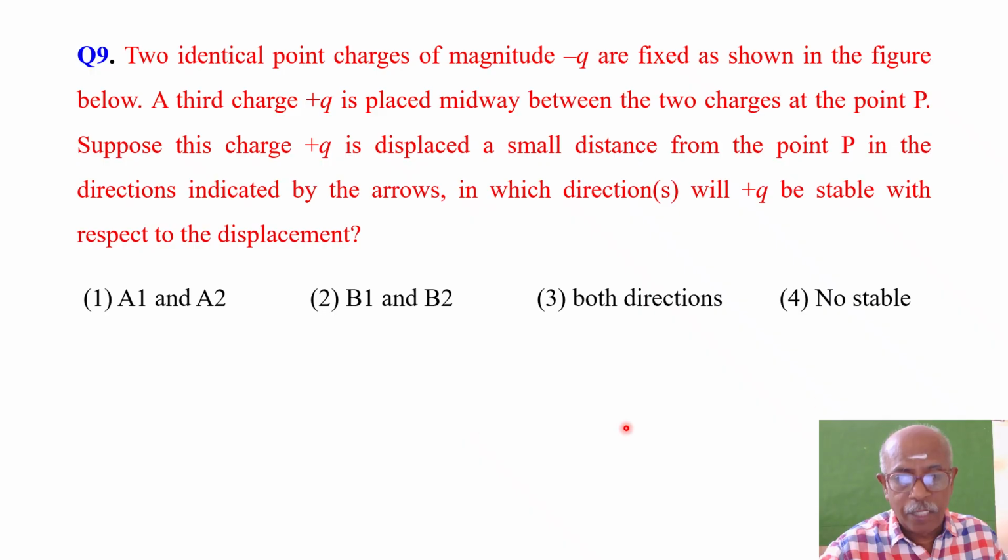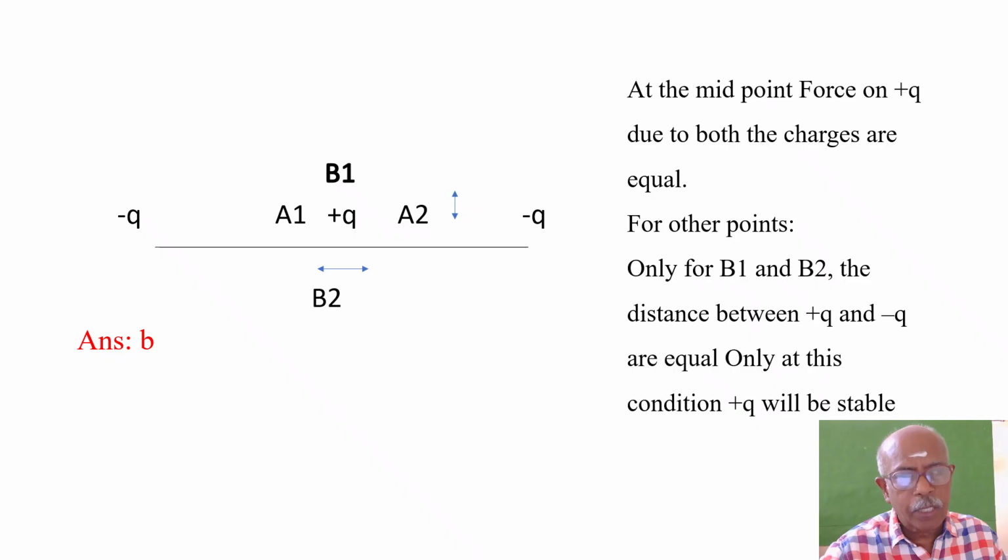For that, first you have to draw the figure. So this is the figure. This is minus q. This is also minus q. This is the midpoint P, which has not been mentioned in the figure. Anyway, this is the point P in which plus q is placed. Let the distance between this minus q and this plus q be r. So what is the force between them? F is equal to 1 by 4 pi epsilon naught into q1 q2, that is plus q into minus q, divided by r square.